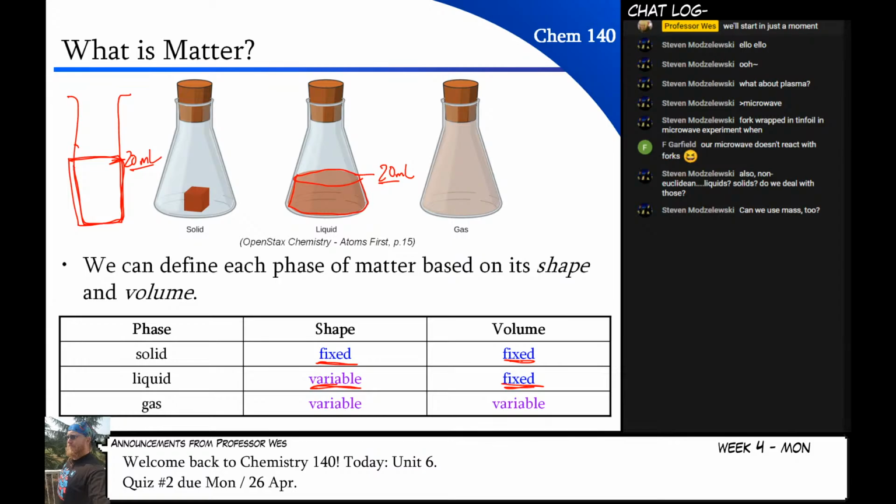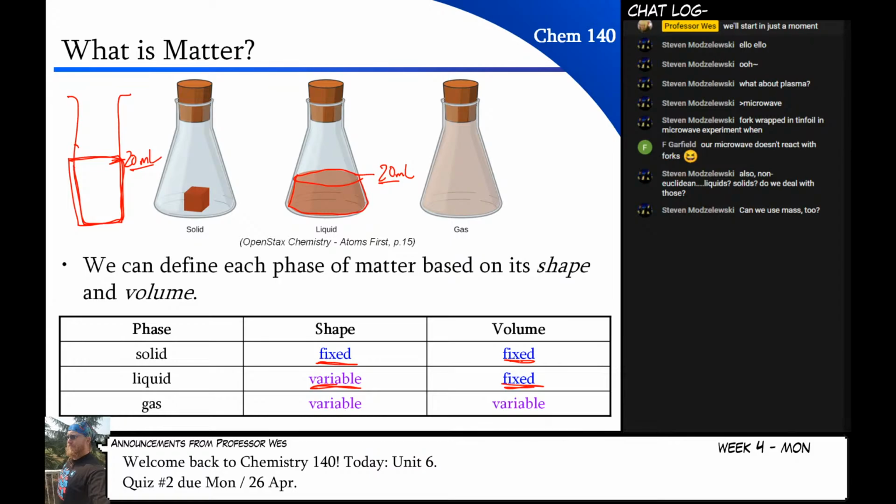Now, you can use mass, but you can't use mass to define a state, because changing the state does not change the mass. So, for instance, if I had 20 milliliters of liquid, and I weighed it, and then I threw it in the freezer, and then while it was still frozen, I weighed it, the mass would still be the same. So we can't use that as a rubric, unfortunately.